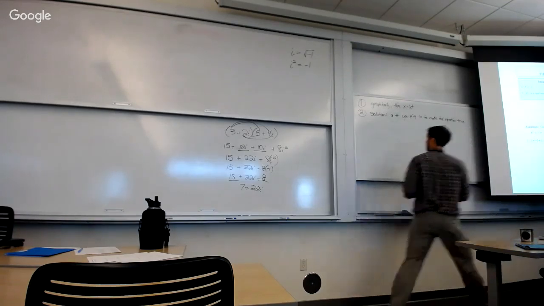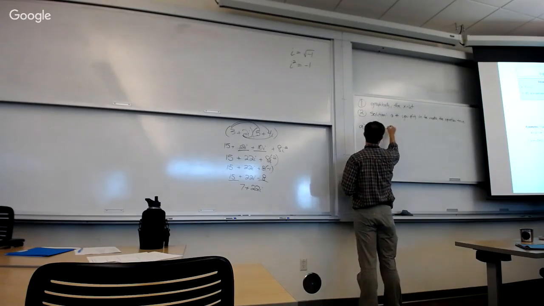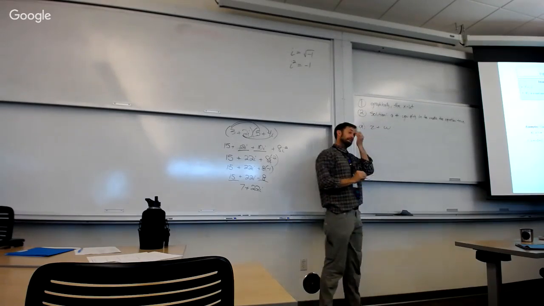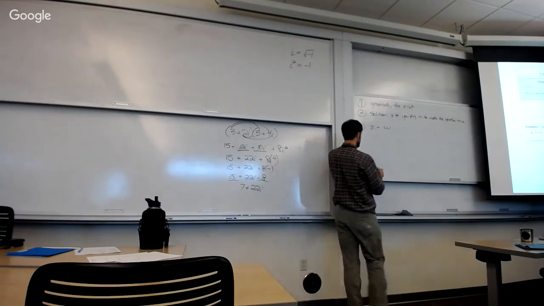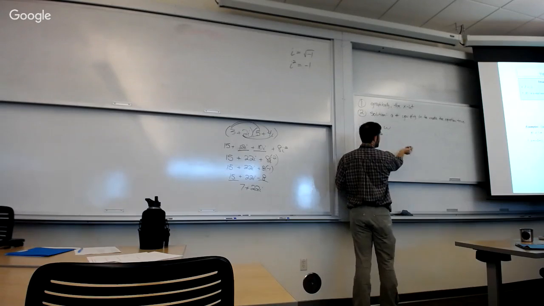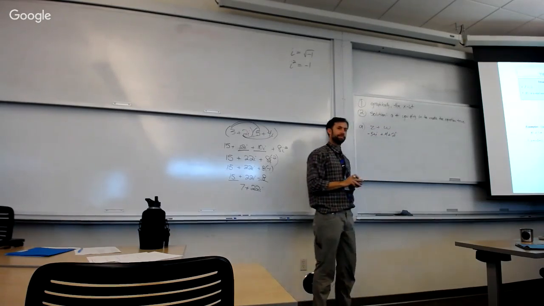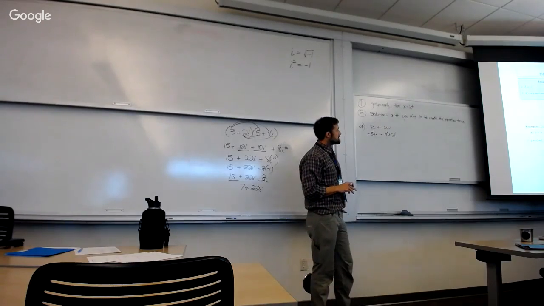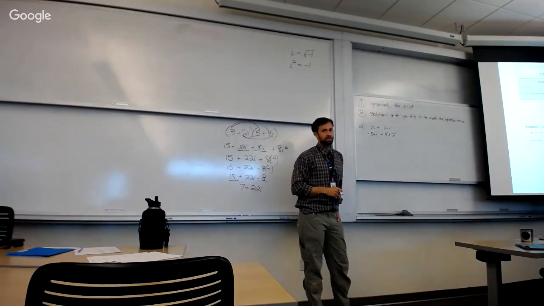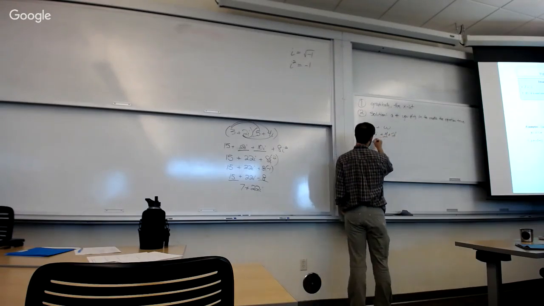So part A, they want z plus w. So we write down what z and w are. z is negative 5 plus i, and w is 4 plus 2i. And what do we do? We just add them together, combine like terms. So we have negative 5 plus 4 is negative 1, and then i plus 2i is 3i.